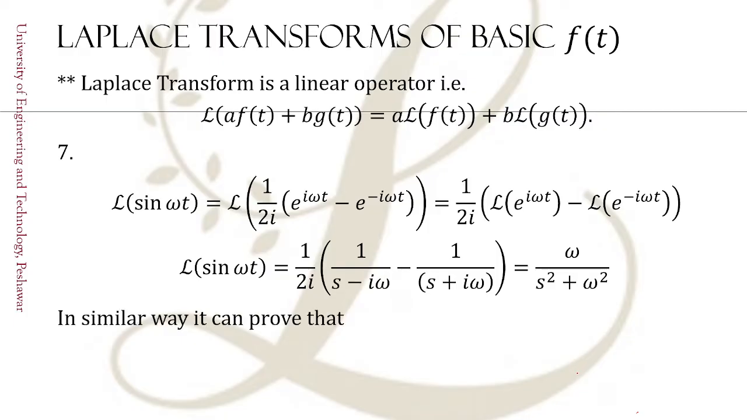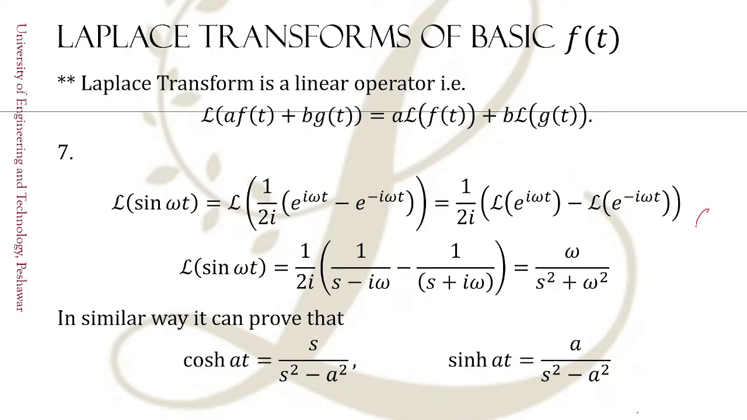Then it can be proved for hyperbolic functions as well. Cos hyperbolic at would be s by s square minus a square, whereas sine hyperbolic at is a divided by s square minus a square. तो अगर आप देख लें ट्रिग्नोमेट्रिक फंक्शंस और हाइपरबोलिक जो फंक्शंस हैं उनके Laplace ट्रांसफॉर्म सेम है. The only difference is that we are having minus sign for hyperbolic, whereas plus sign for trigonometric. चाहे वो cos के लिए चाहे वो sin के लिए, दोनों के लिए सेम होता है.